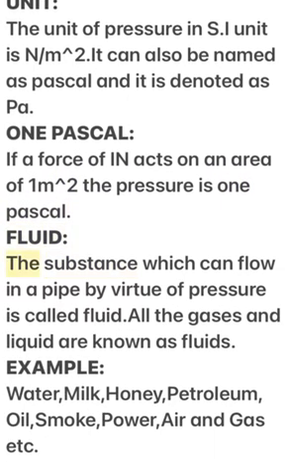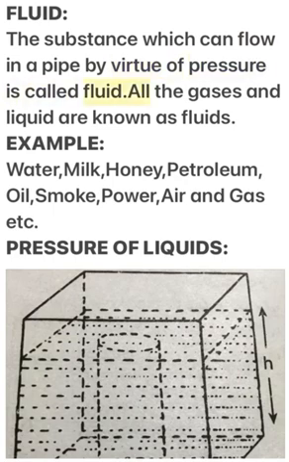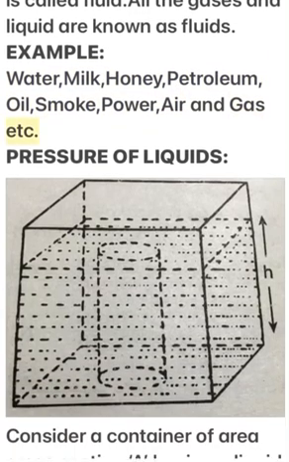Fluid. The substance which can flow in a pipe by virtue of pressure is called a fluid. All gases and liquids are known as fluids. Example: water, milk, honey, petroleum, oil, smoke, air and gas, etc.